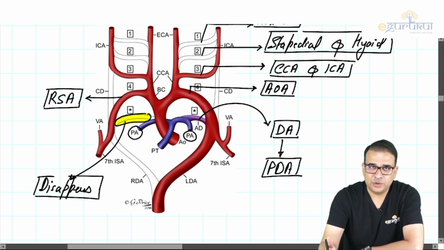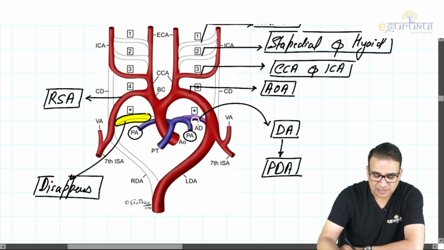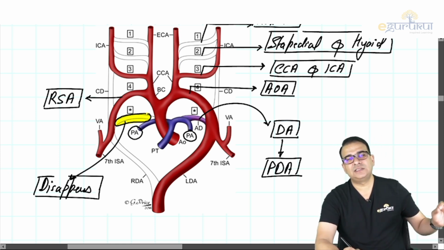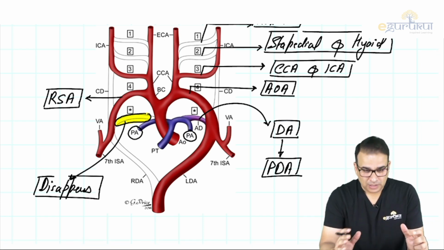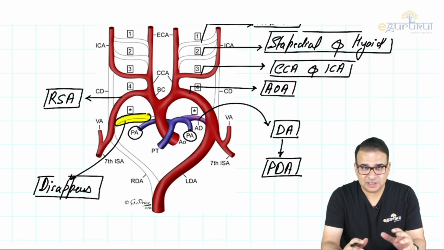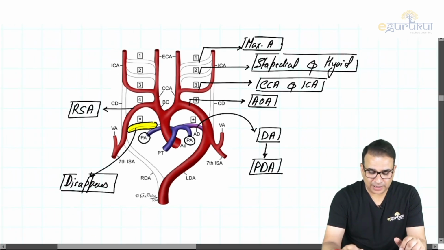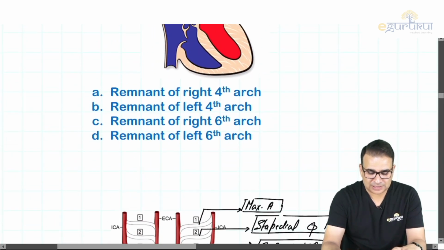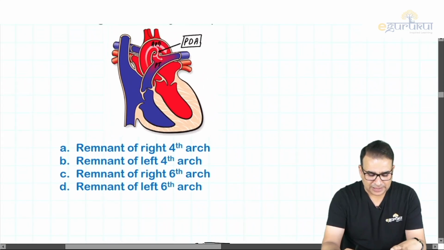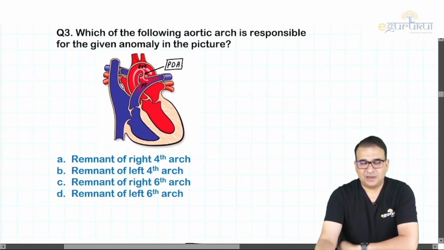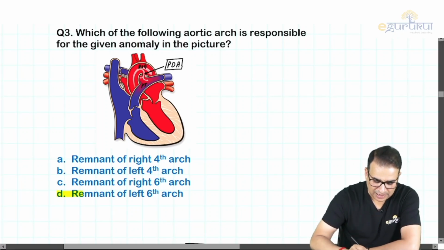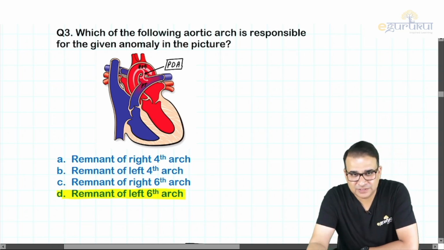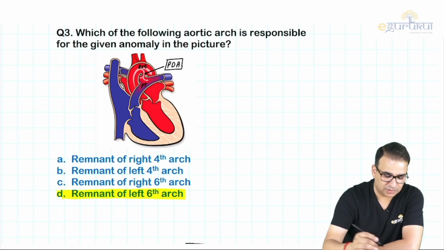So the patent ductus arteriosus is formed by what? It is formed by the distal part of the left sixth arch artery. Even if they ask you to mark it more precisely, the proximal and distal. Although based on the recall, in the question it was not distal and proximal. They simply asked what the PDA, the patent ductus arteriosus, is because of, and the answer obviously has to be the remnant of the left sixth arch artery. More precisely, the distal part of the left sixth arch artery is the answer to this question number 3.